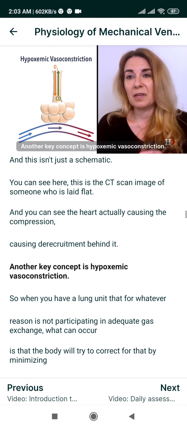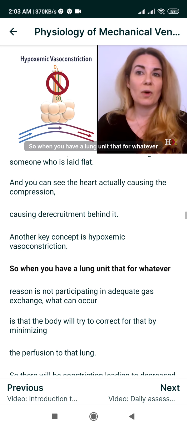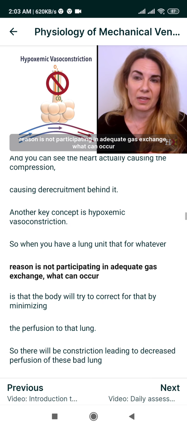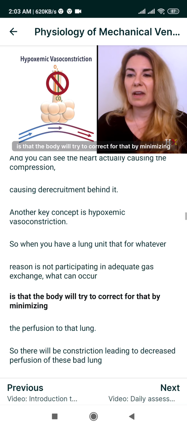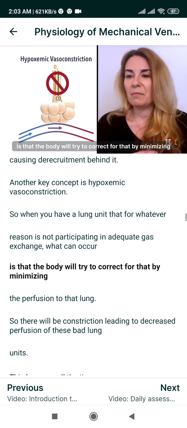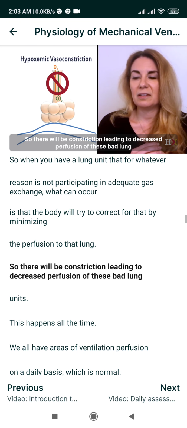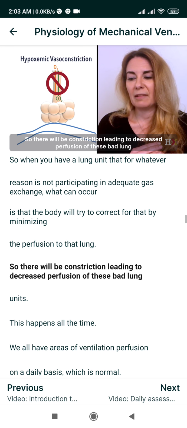Another key concept is hypoxemic vasoconstriction. So when you have a lung unit that for whatever reason is not participating in adequate gas exchange, what can occur is that the body will try to correct for that by minimizing the perfusion to that lung. So there will be constriction leading to decreased perfusion of these bad lung units.